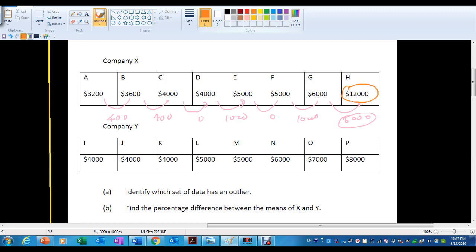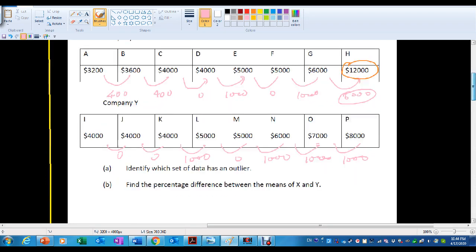Alright, let's see another set of data. The differences are 0, 0, 1000, 0, 1000, 1000, 1000. In this case, the difference is either 0 or 1000. You see, there's no huge difference among the data. So there's no outlier in the second set of data.